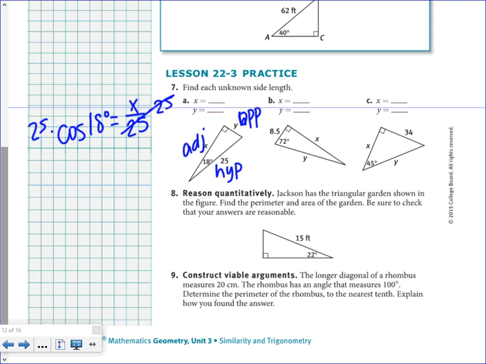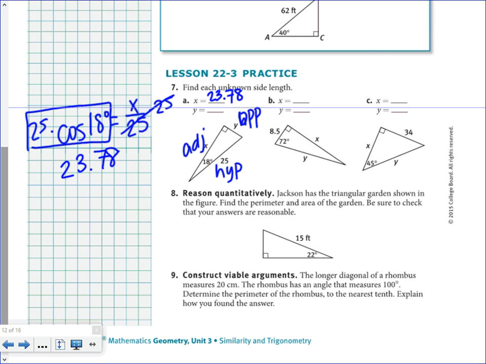and you can actually plug this whole thing into your calculator at one time to get 23.78. But you don't have to. That's up to you. So if you wanted to find cosine of 18 and then evaluate it, you could. But hopefully you're getting 23.78.